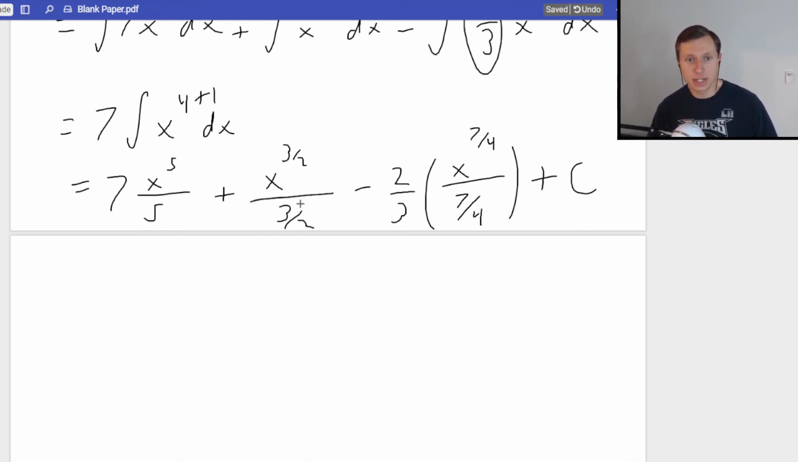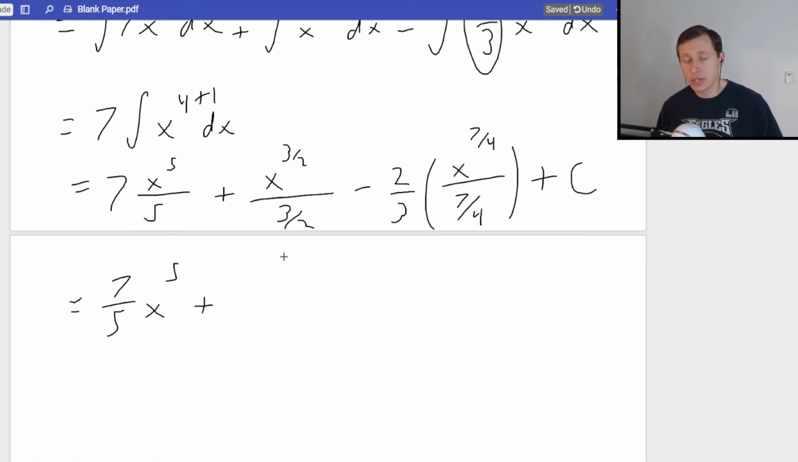What is a complex fraction? It's this 3/2 in the denominator and this 7/4 in the denominator. Everything else is pretty much fine. So I'm going to rewrite this as, the first term stays the same. I'll even write it as 7/5 x to the 5th power. That's fine. Plus, here's where it gets annoying. X to the 3/2 divided by 3/2.